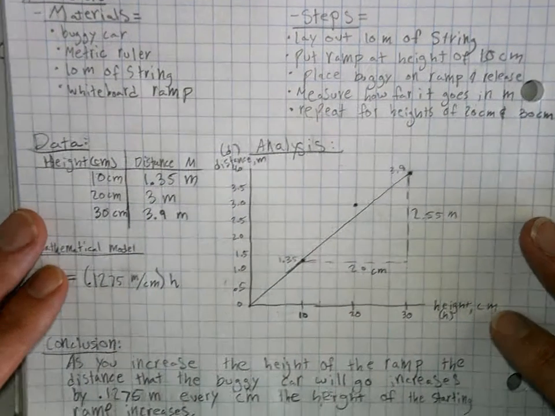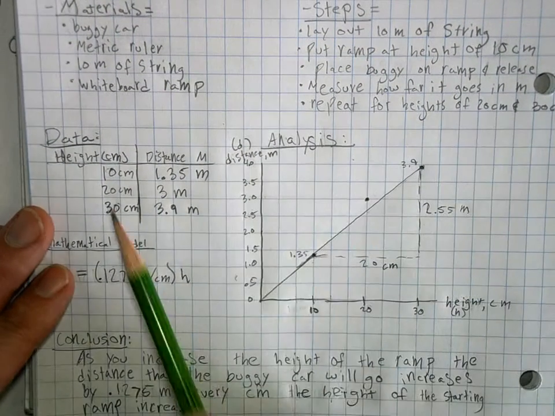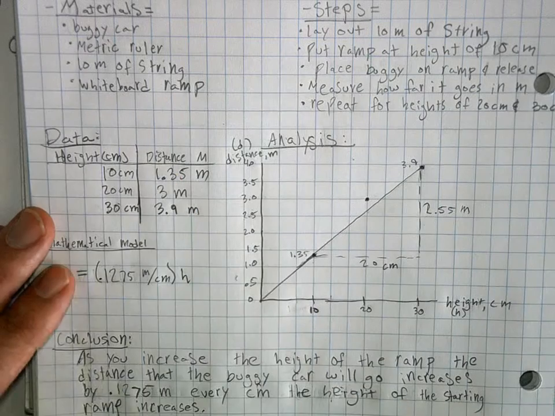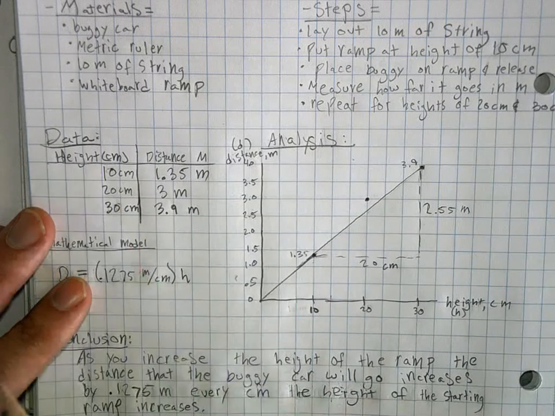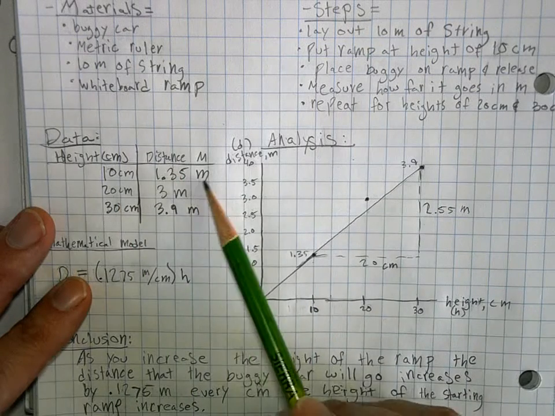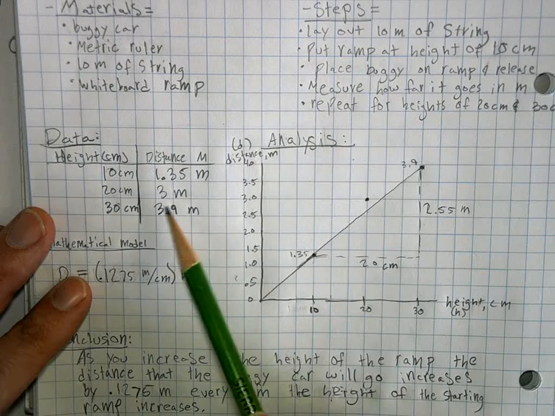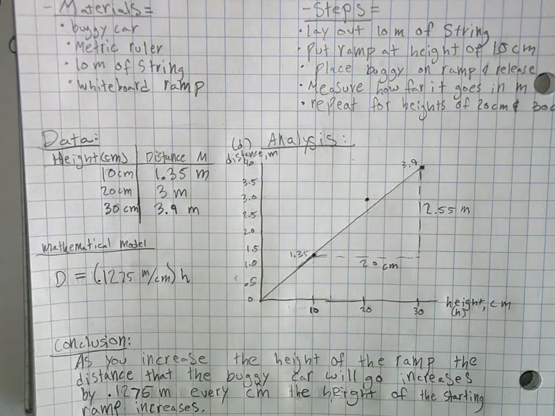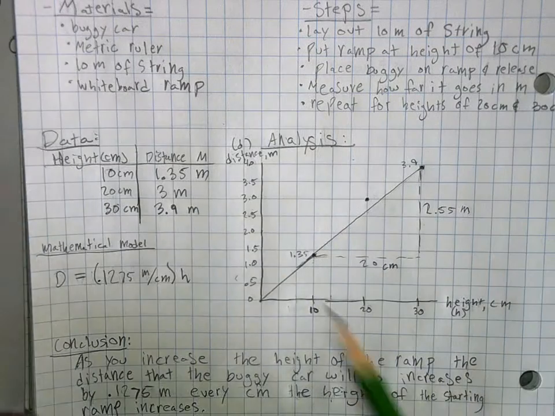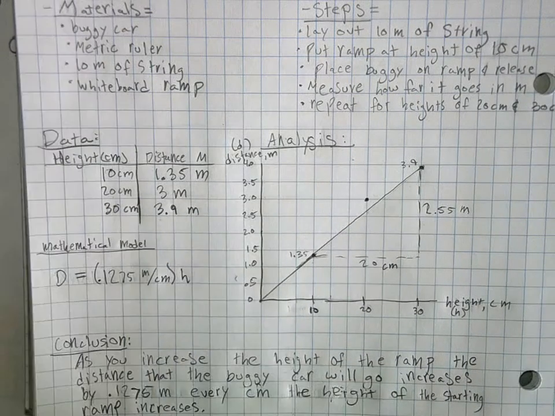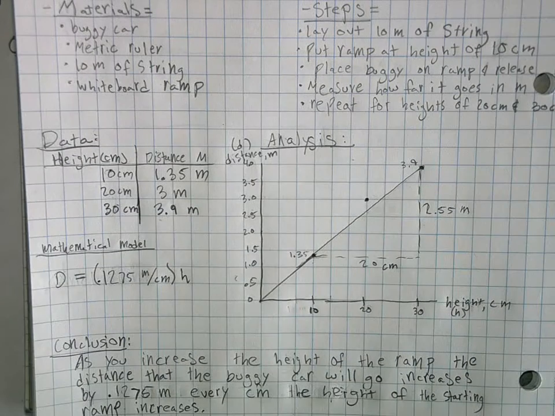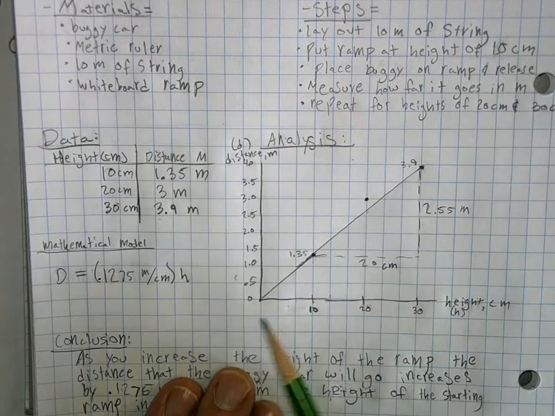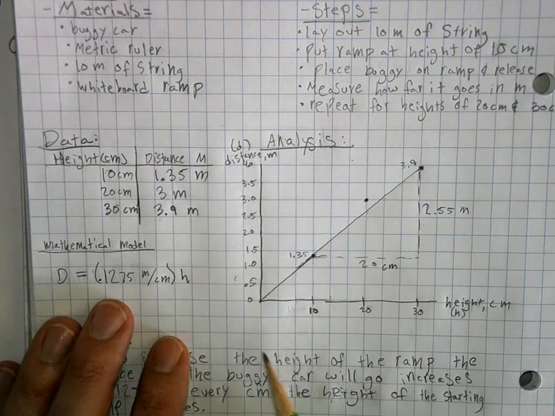Here's the data they collected. The height in centimeters, the distance traveled in meters, so 10, 20, 30, 1.35 meters, 3 meters exactly. One thing, if it's 3 meters exact, go ahead and put 3.0, so you know, hey, it was right on. It was right on 3.0. And then 3.9. Okay, and then when you graph the points, here's the graph.